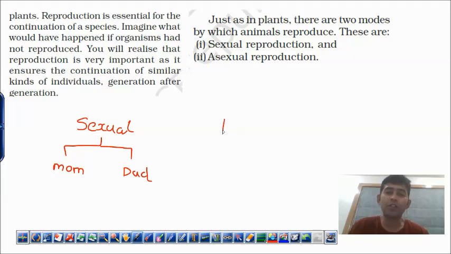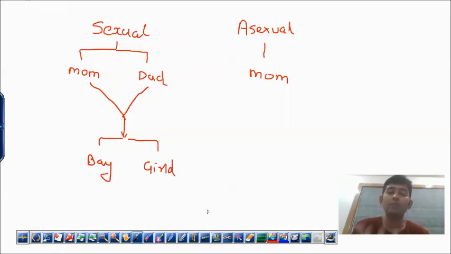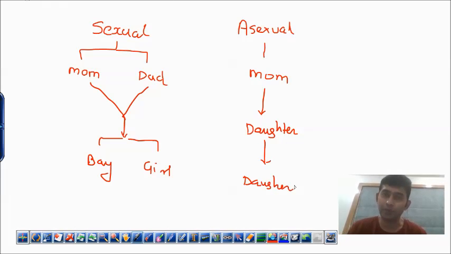But asexual reproduction, there is only a mother. There is no concept of father. When a mother and father has children, the children are of two types. Either it can be a boy or a girl, which in future will become father or mother. But in asexual reproduction, a mom gives birth to a daughter. The daughter becomes mother and gives birth again to a daughter. There is no concept of father in asexual reproduction.